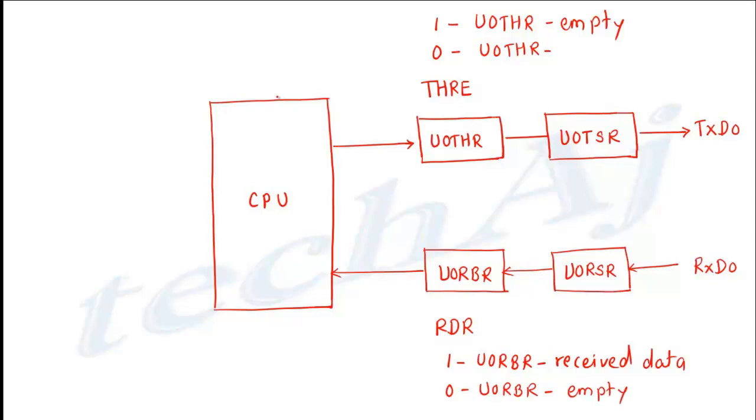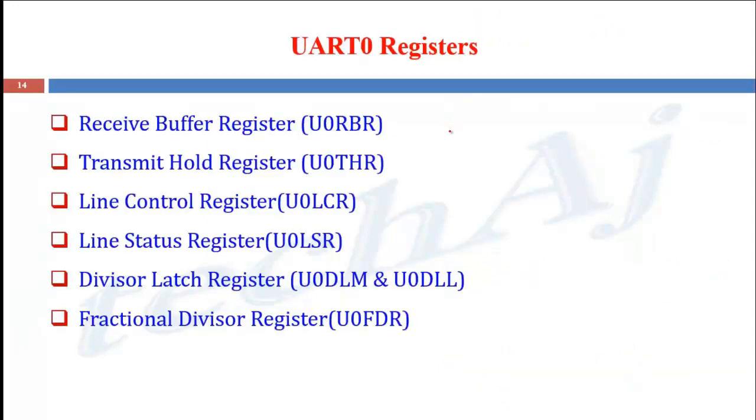So whenever the CPU has to transmit the data to the THR, it will check whether it is empty or not. If U0THR is empty, then only data is written into the THR register for the transmission. Similarly, whenever the CPU wants to read the data received, it will check whether the RDR bit is 1. If it is 1, then only the RBR register value is read and stored into a local variable by the CPU. These are the registers of UART0. Let's discuss each of these registers in detail one by one.